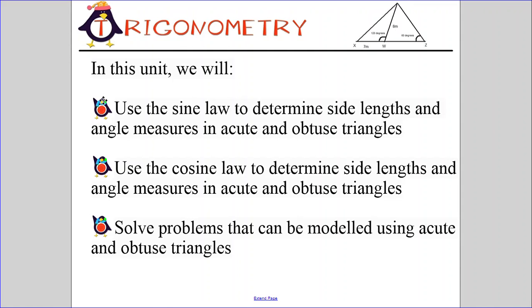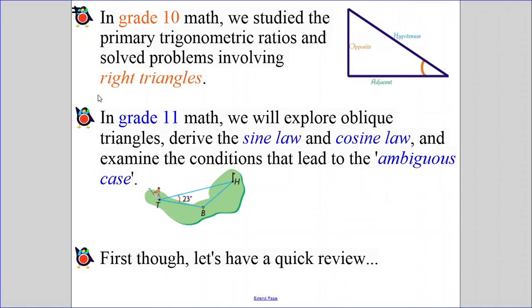So in order to get there, we really need to go back and talk about grade 10 a little bit, just going through some of the things with trig. So we would have studied primary trig ratios and solved problems involving right triangles, and so really this is meant as kind of a review for that. So in grade 11, we're going to explore these oblique triangles and derive the sine and cosine law. We're not going to worry too much about that ambiguous case right away. So first though, let's just go through a quick review.